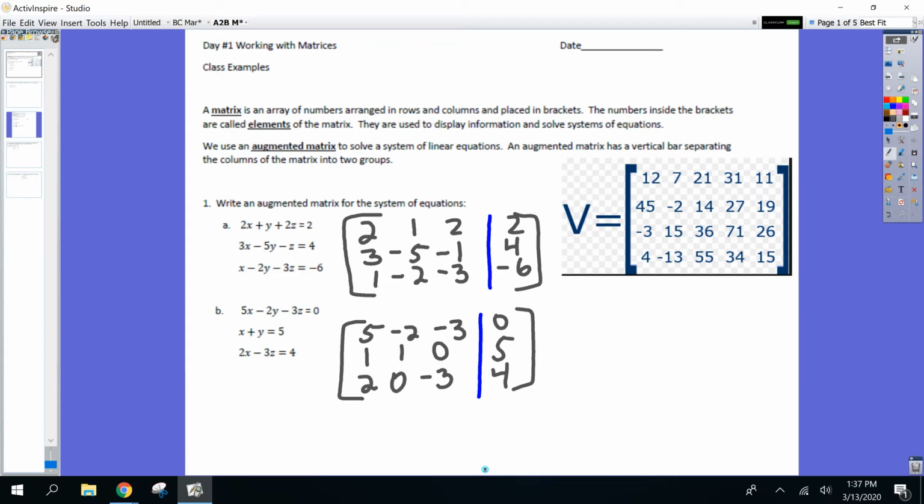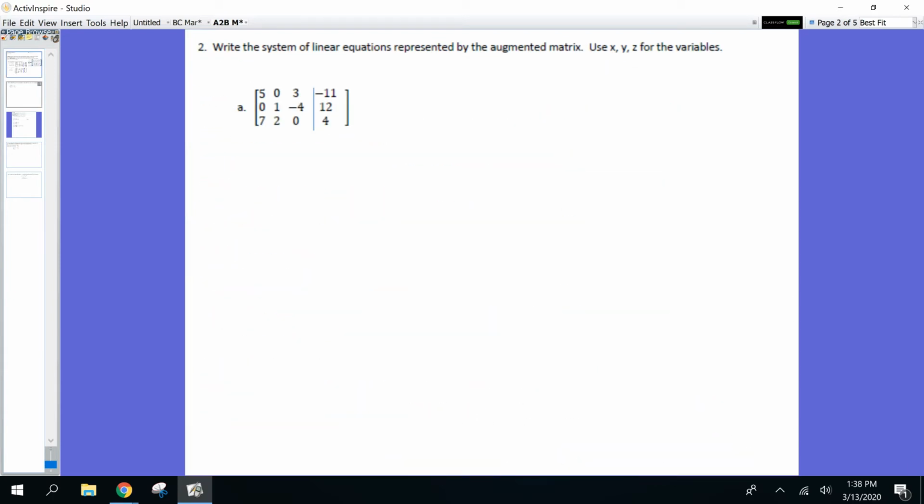Okay, build one. No issues? All right, real quick, can you go backwards for me? There's the matrix. What were my 3 equations now? All right, first row is going to make what? 5x, 3z equals -11.